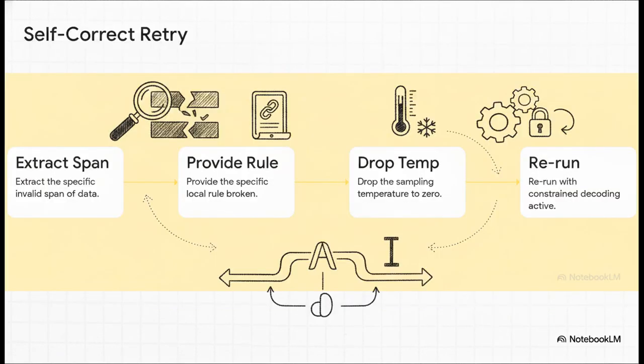So here's a highly actionable 4-step blueprint for a self-correcting retry pattern. Step 1, extract only the specific invalid span of data. Step 2, provide the specific local rule that was broken. For example, tell it, hey, this value must exist in our database. Step 3, drop the model's temperature to 0 for the retry. And step 4, rerun the request with constrained decoding still active so it doesn't accidentally invent a brand new structural error while trying to fix the semantic one. This targeted feedback loop will save you a ton on API costs and drastically improve your pipeline's reliability.